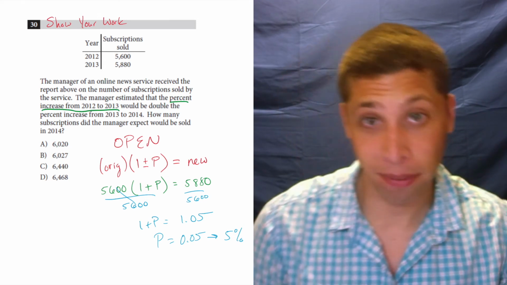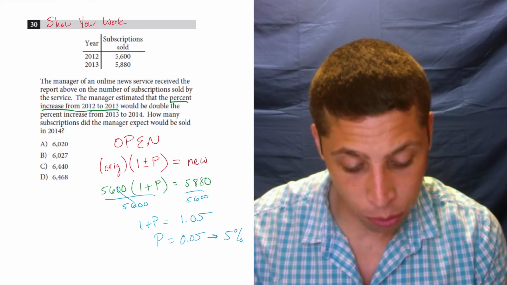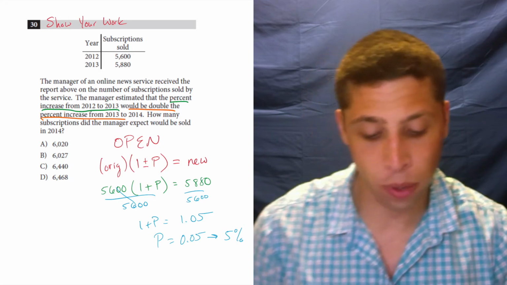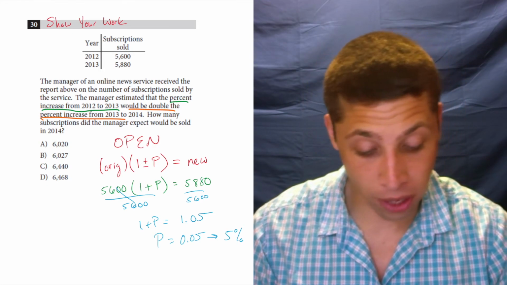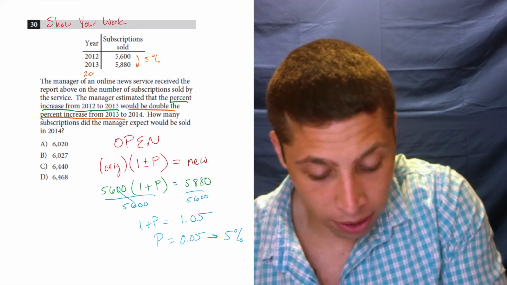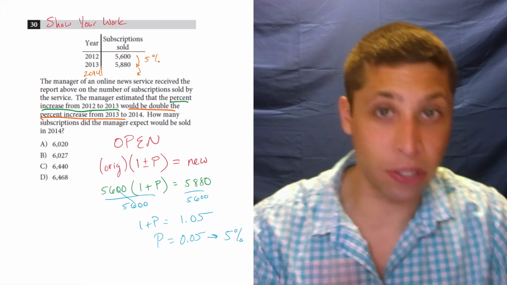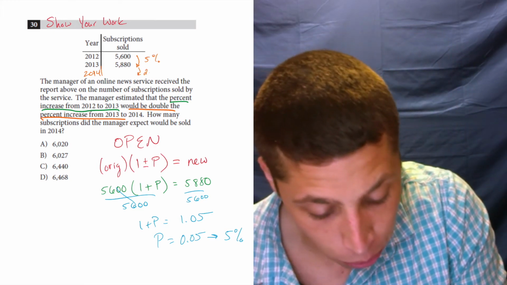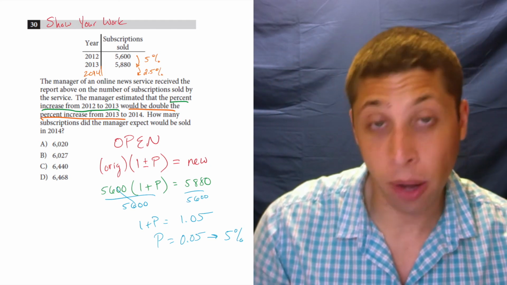So that's something. Well, not everything, right? Because they're saying that the percent increase would be double the percent from 2013 to 2014. So if it's 5% from here to here, then in order to get to 2014, it's going to be half of that, right? We're reversing that doubling. So that's going to be 2.5%. And now they want to know, well, what is it in 2014?